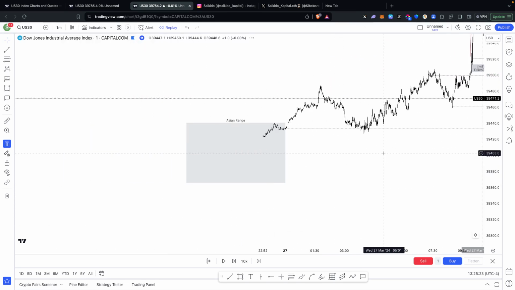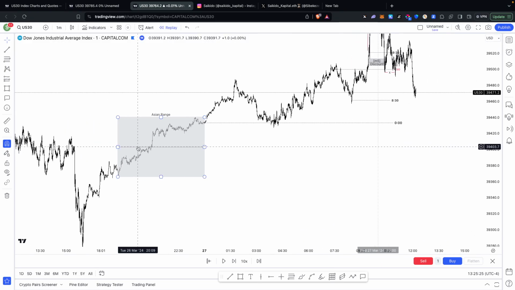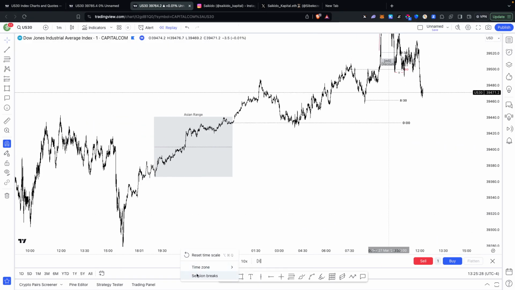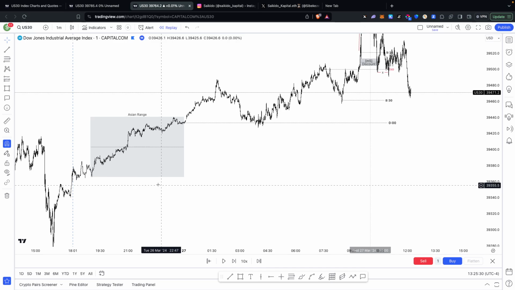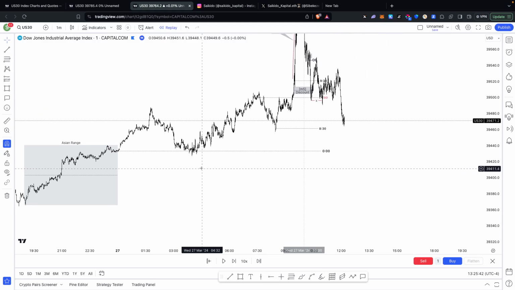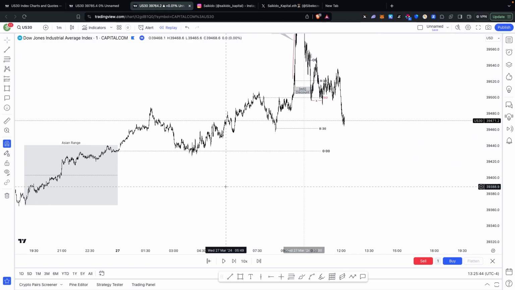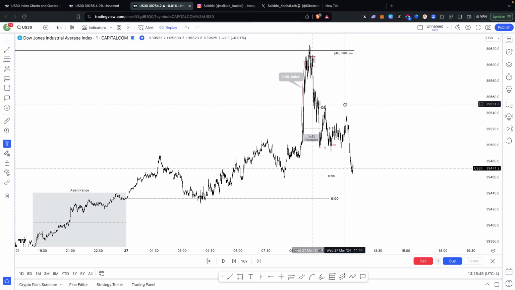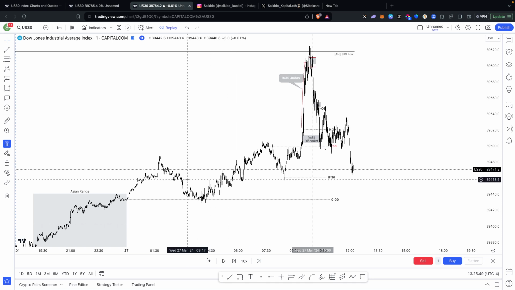Now let's just zoom out a bit. So on this day, I'm just gonna open the session breaks. You can see that we opened somewhere here, and then this is the midnight open, right? Somewhere here. I have that extended out. So this is the Asian range. It went higher. Price was pretty much bullish the whole London session, right? This is the London session, 2 to 5.